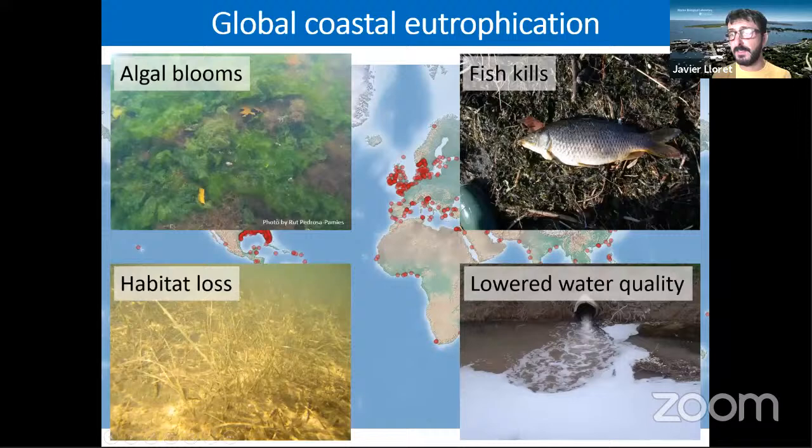The impacts of these eutrophication processes in the ocean are relatively well known and include massive algal blooms like the one in the photo. This is macroalgae, but it can also be phytoplankton blooms, and losses of habitat like seagrass loss. It usually comes with lowered oxygen concentrations in the water, which can cause fish kills and shellfish kills, and an overall decrease in the water quality of the coastal zone.